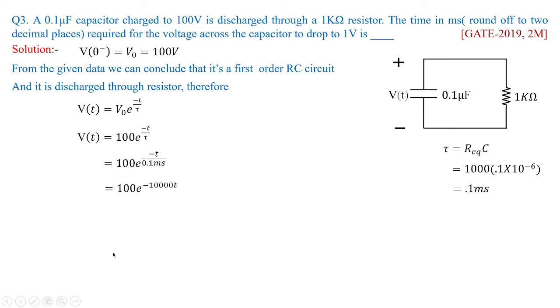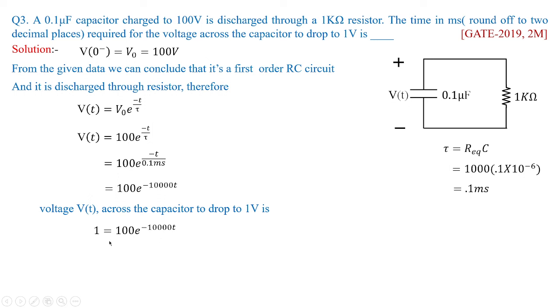Now this is the equation we have framed according to the given question. But what is the requirement? The time in milliseconds required for the voltage across the capacitor to drop to 1 volt. So this voltage is dropped to 1 volt. So the same equation I'm going to take and equate it to 1, equivalent to 100 e to the power of minus 10,000 t. Now it's simple mathematics.